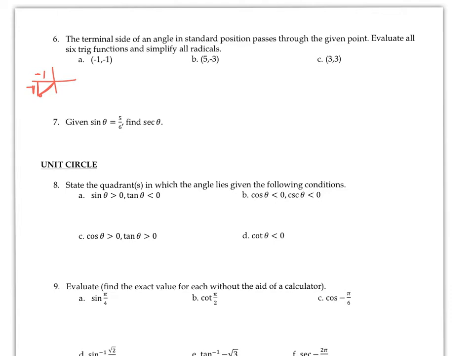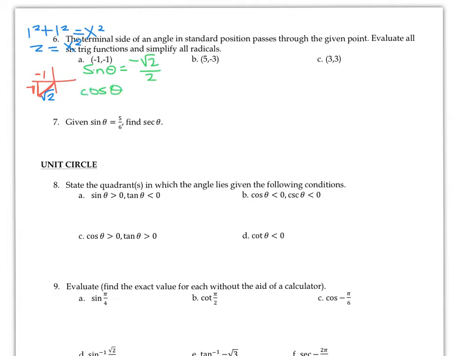So it'd be 1 squared plus 1 squared equals x squared. So that's 2 equals x squared, so x is the square root of 2. Now I'm ready to rumble with the 6 trig functions. Sine theta is opposite over hypotenuse, so negative 1 over the square root of 2, which is negative 1 square root of 2 over 2.